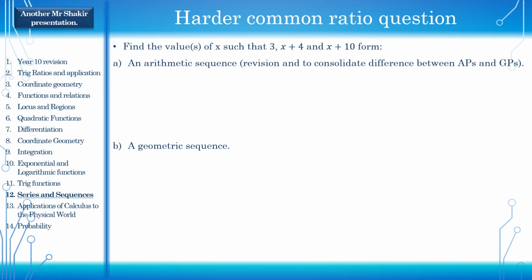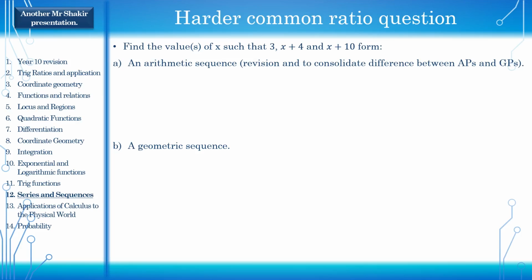This is a harder common ratio question. Find the value of x such that 3, x plus 4, and x plus 10 form an arithmetic sequence. I know this video isn't really about arithmetic sequences, but I hope this acts as a revision and helps consolidate the difference between the APs and GPs. So let's say you have three numbers, 3, x plus 4, and x plus 10. How would we find the value of x such that those three numbers form an arithmetic sequence?